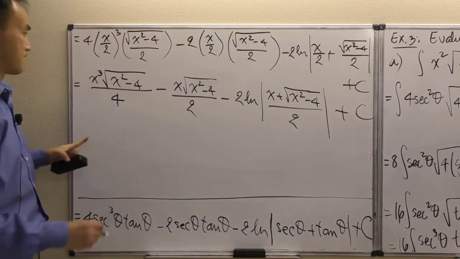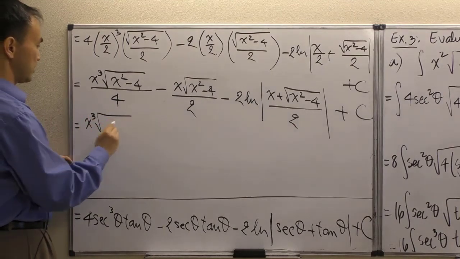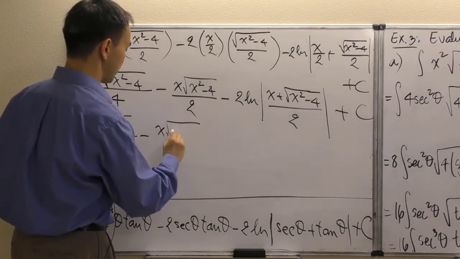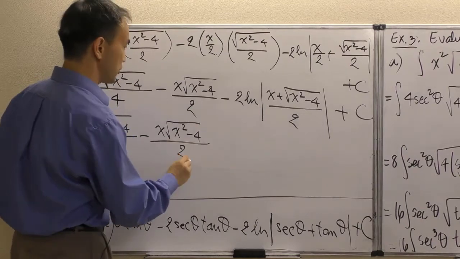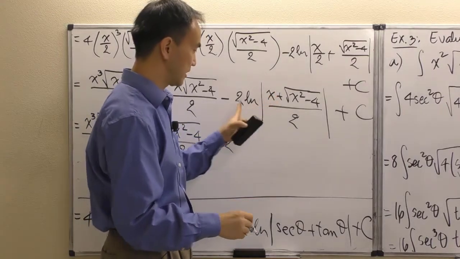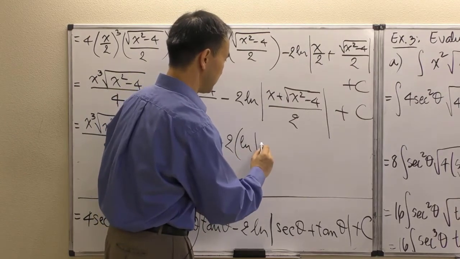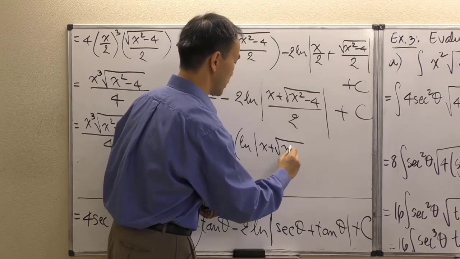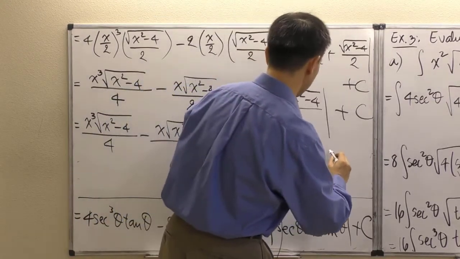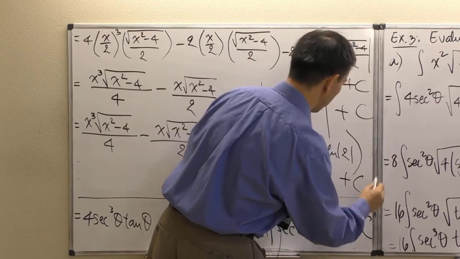All right, so now the first 2 terms are done. So in my next step, I'm going to retain those. x cubed square root of x squared minus 4 over 4, I'm subtracting x square root of x squared minus 4 over 2, and minus, and now I have 2. Now I'm going to write this as a difference of 2 logarithms. So minus 2 times a natural log of x plus square root of x squared minus 4. That's one of them. Minus, and then the natural log of absolute value of 2. And after that parentheses, I'm going to plus c right here.